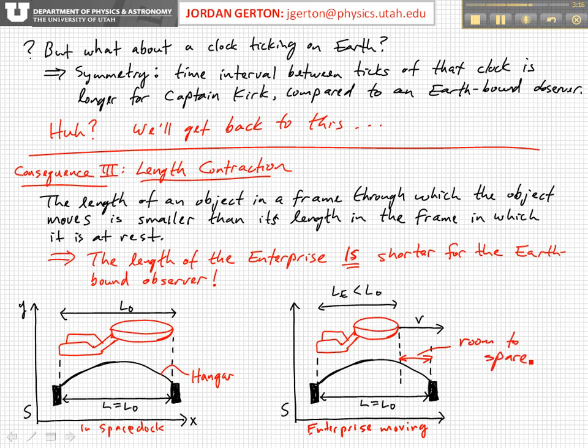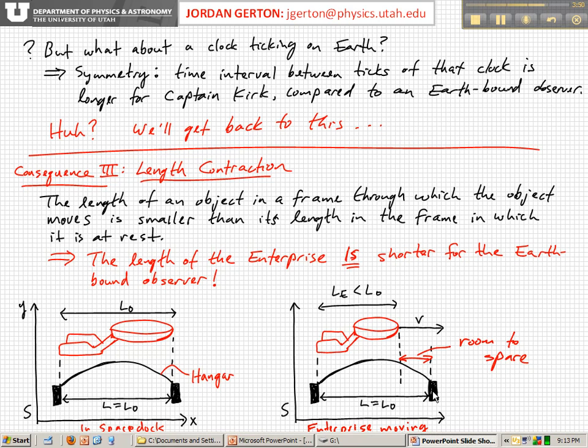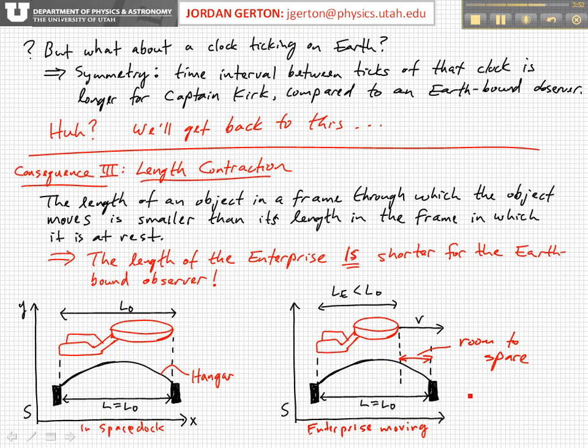Okay, now I should point out that the people in the Enterprise still observe the Enterprise as being of length L0. So again, to the people within the Enterprise, they're within the rest frame of the Enterprise, and so they still see the Enterprise as being the same length, L0. But the people on Earth, or at least the workers at the hangar, see the Enterprise as being shorter when it's moving past the hangar.